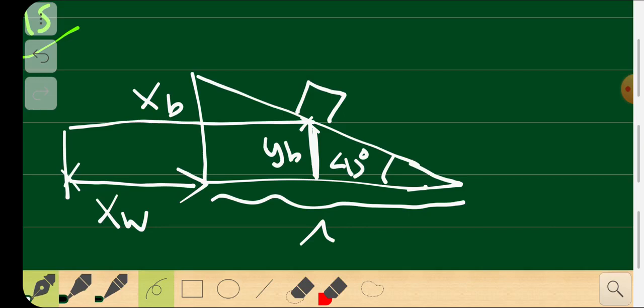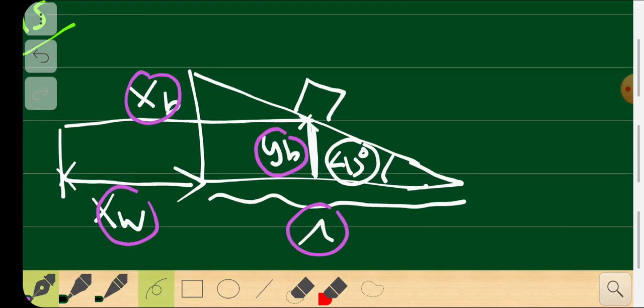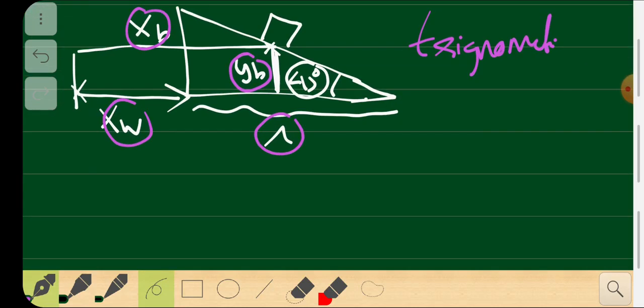Now why did I take these things? There is a reason for it, because I need to connect these 45 degrees with the rest of these dimensions, yb and l and xw and all that, so I can incorporate them into some kind of an equation. I have a very basic equation for that: trigonometry. What I can do is find out tan theta, maybe tan or cos or anything. Let's find out tan theta.